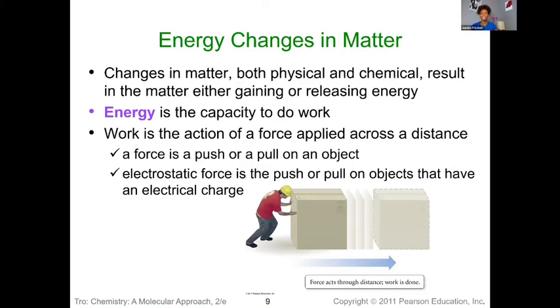Now, work, in the classical definition, is the action of a force applied across a distance. And so as we're putting energy into a system or taking it away, it's allowing substances to go from solids to liquids or liquids to gases, because we're removing energy and slowing down the particles, or speeding them up by placing energy inside the material.